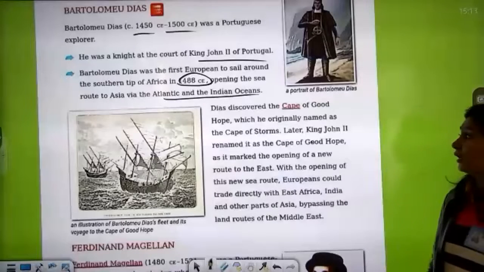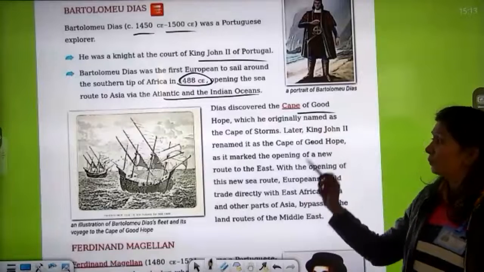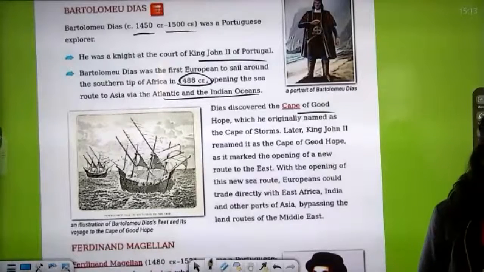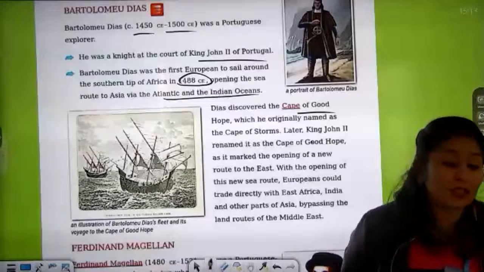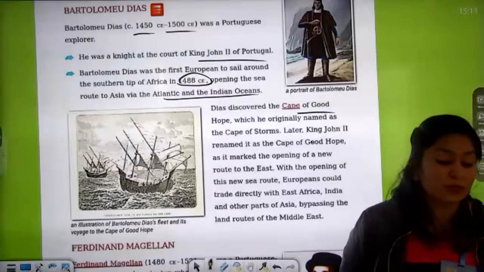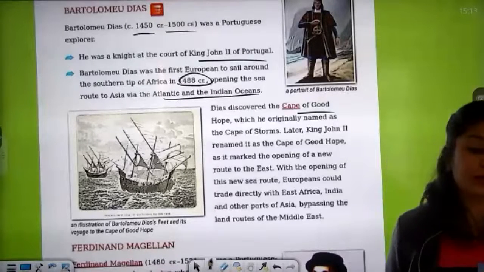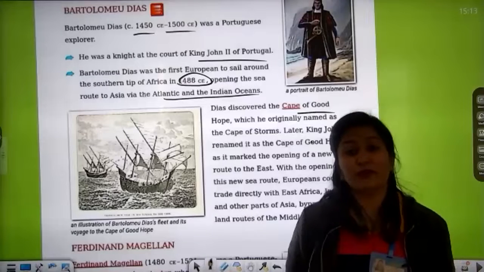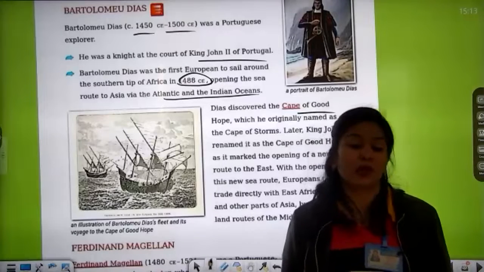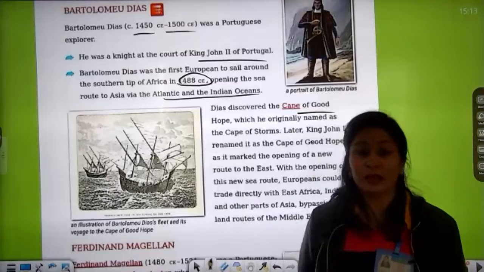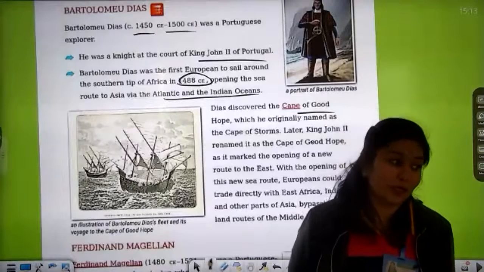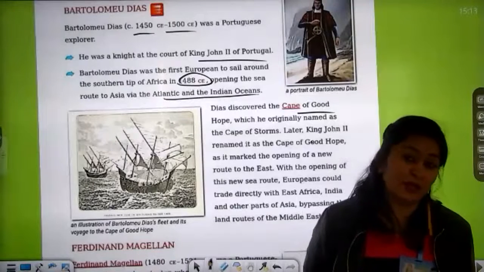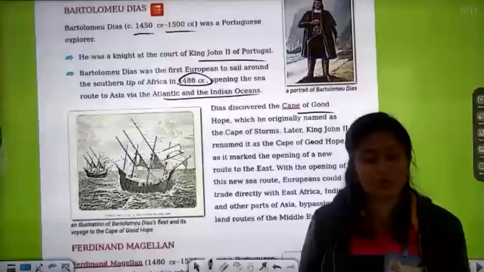Dias discovered the Cape of Good Hope, which he originally named the Cape of Storms. Cape is what? A cape is a large piece of land extending into water bodies, like India, which is covered by water on three sides. So it's a large land having water on its three sides.